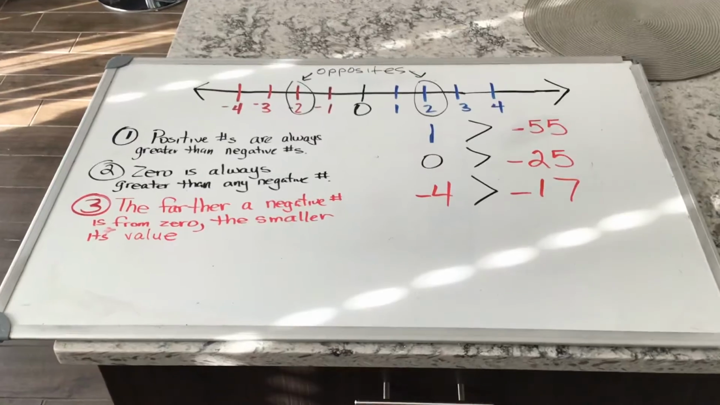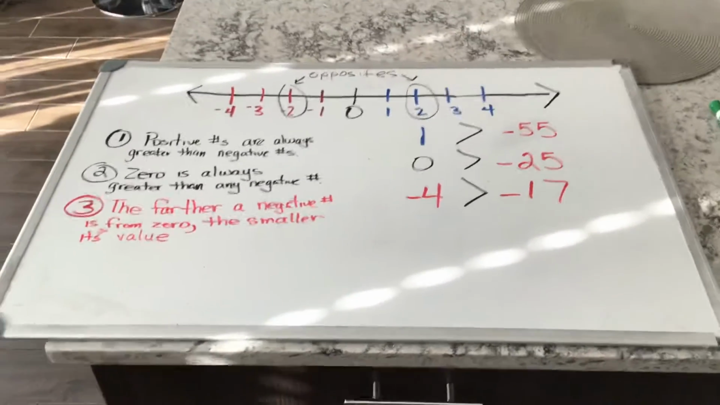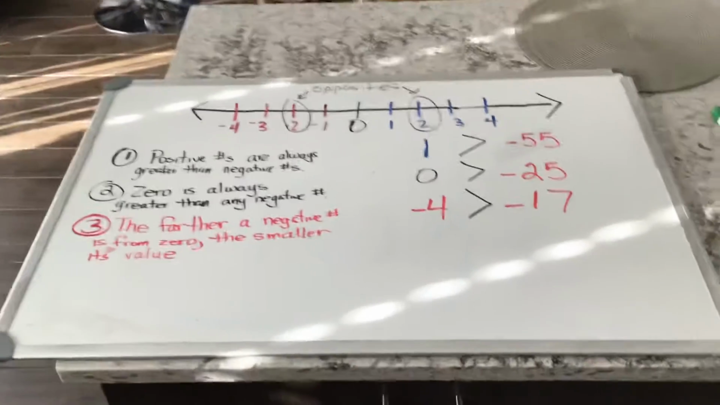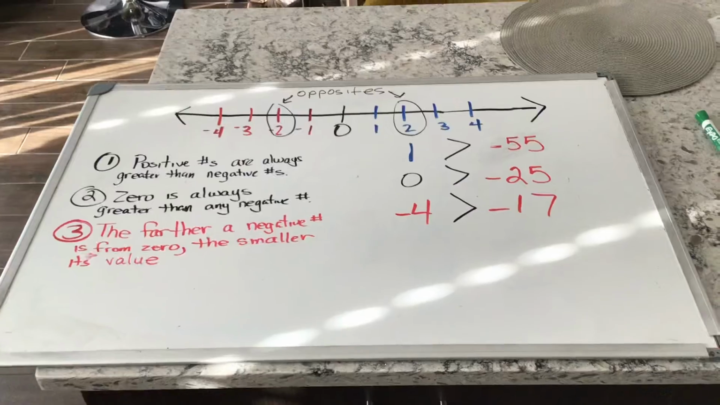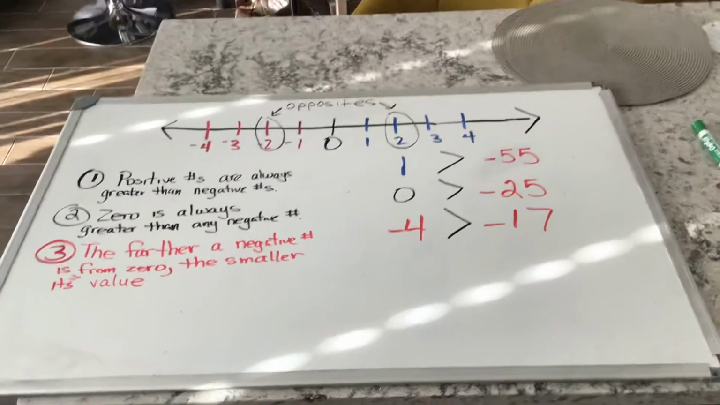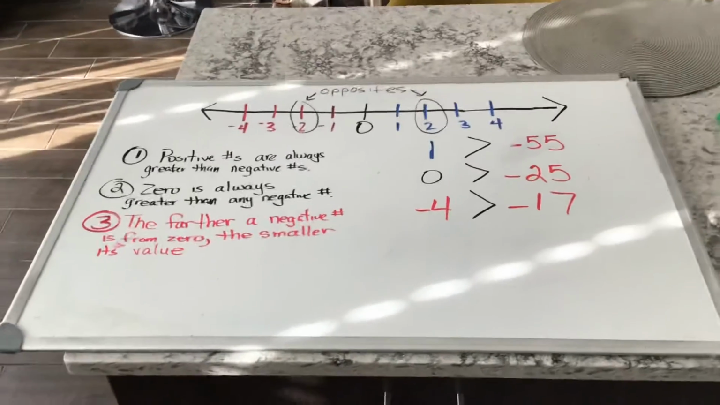Number 2, 0 is always greater than any negative number. So here we have 0. It doesn't matter what number is to the right of 0 when I'm comparing them, because if that number is negative, that means that it is less than 0. So we have 0 is greater than -25.